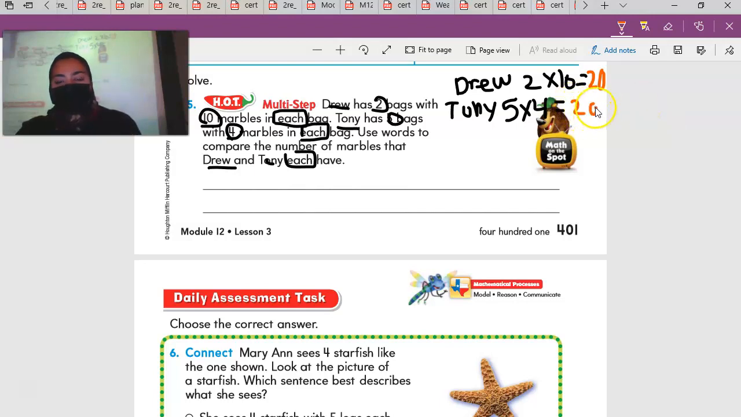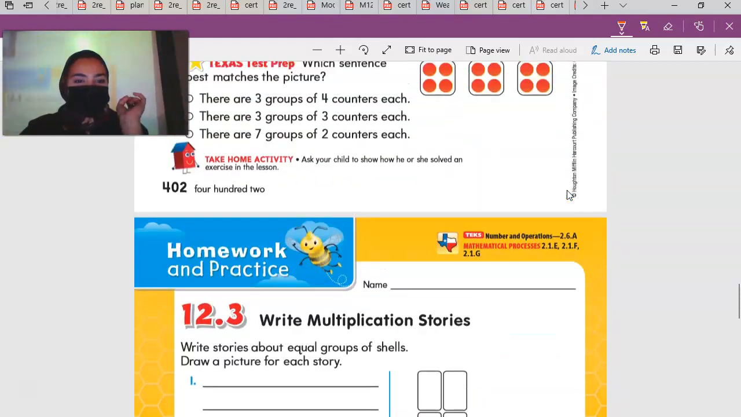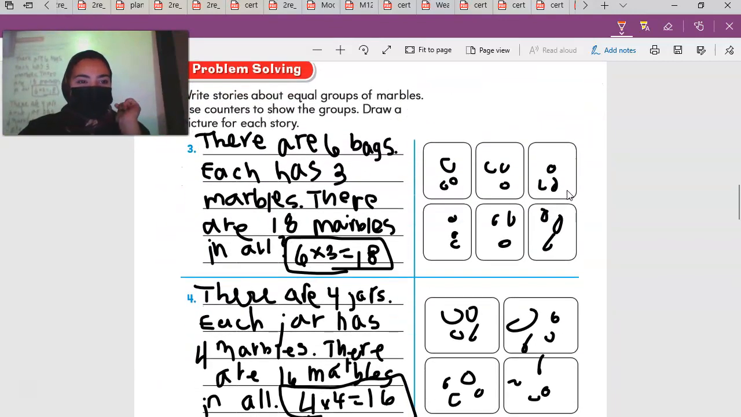What's 5 times 4? 20. So they both have the same, right? They both have the same amount of marbles. Or they both have 20 marbles. Right? They both have 20 or they both have the same. Same thing. All right, very good. So that was pretty easy. Go ahead and do page 402 through 404 on your own. Okay? If you have any questions, let me know. See you later. Bye.